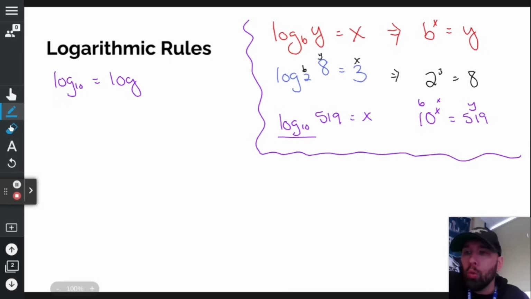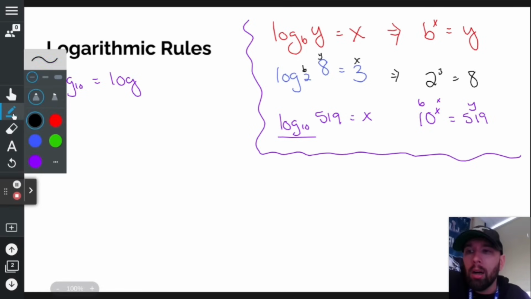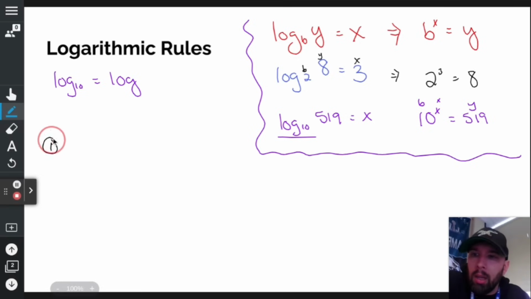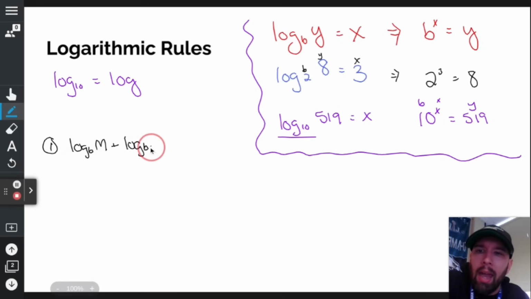There's other log rules that we need to know and be aware of. Log rule number one: if I have the same base, so log base b of m plus log base b of n, if I have the same exact base for a log and I'm adding logs, multiply the insides. So log base b of mn.